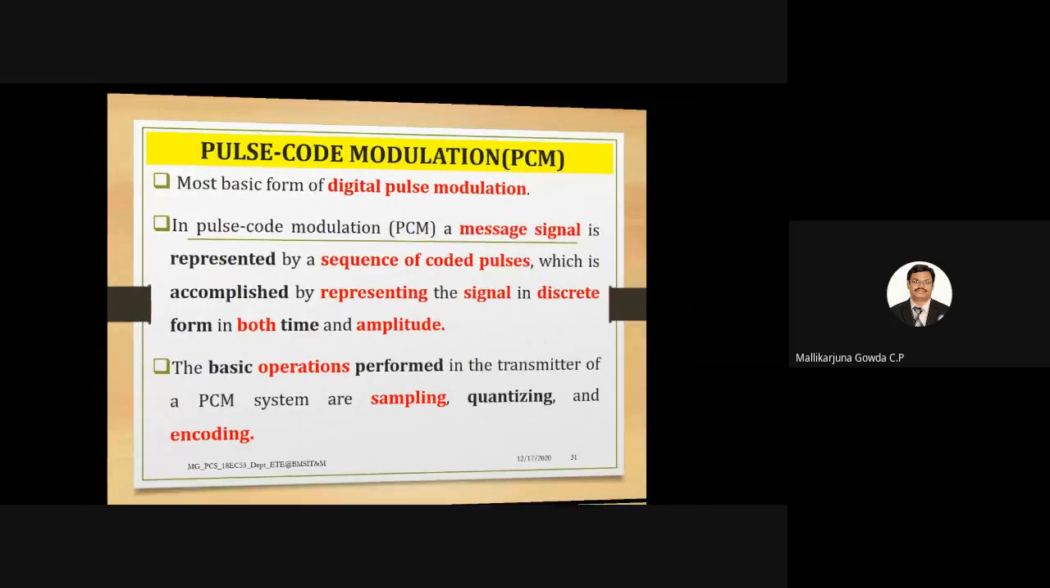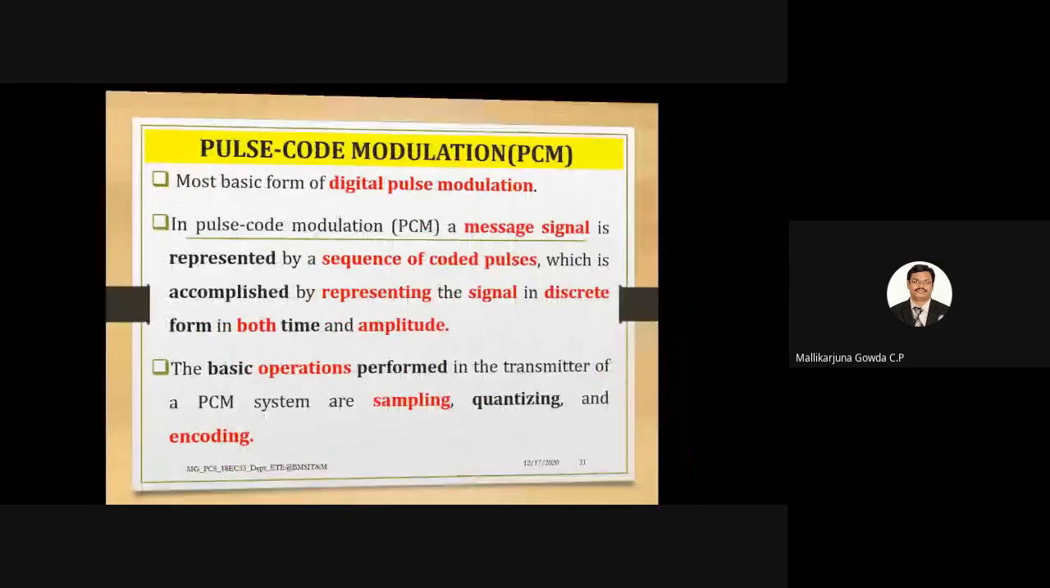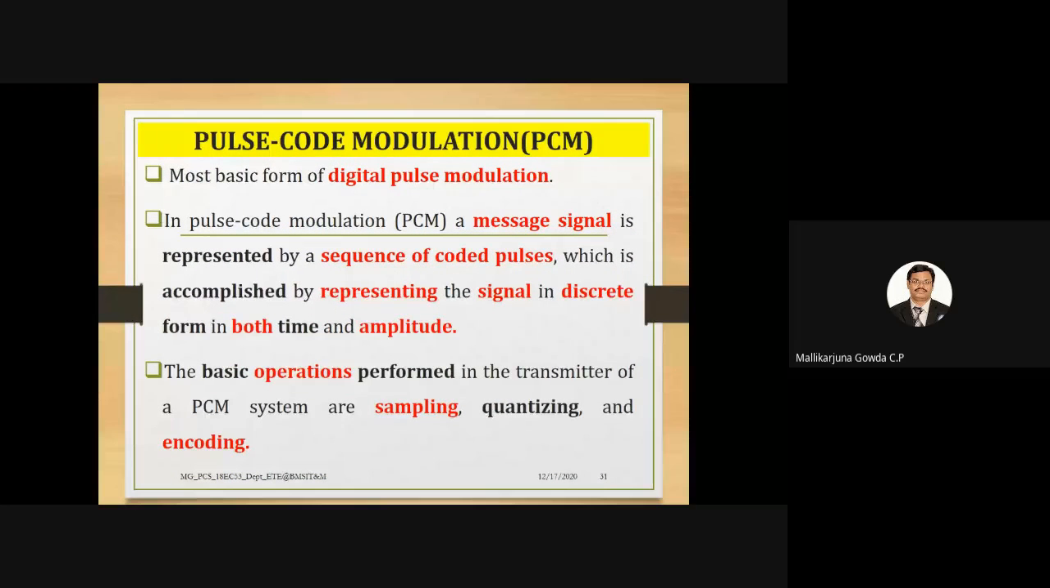It started from this slide. Basically, in PCM the message signal will be represented as a sequence of coded pulses. How do we achieve that sequence of coded pulses? That we achieve by representing the signal in discrete form, that is both in time as well as amplitude. So the basic operations performed in the transmitter of the PCM are sampling, quantizing and encoding. These are the three key operations performed at the transmitter of the pulse code modulation.